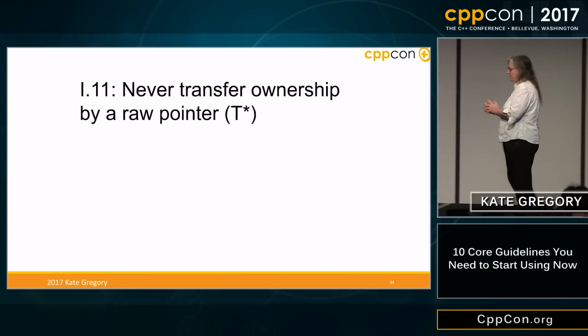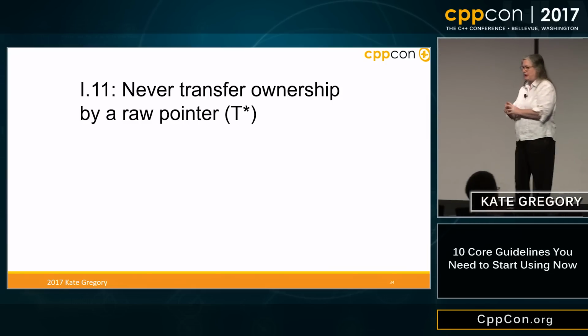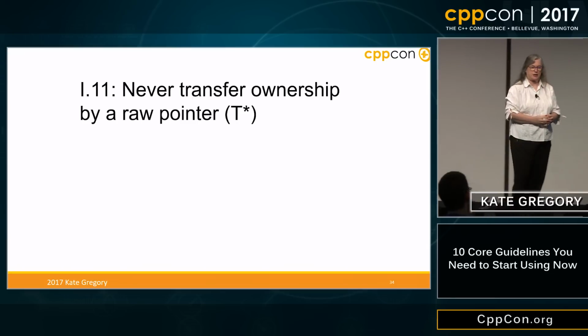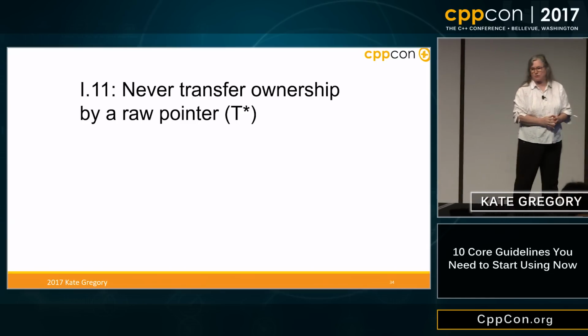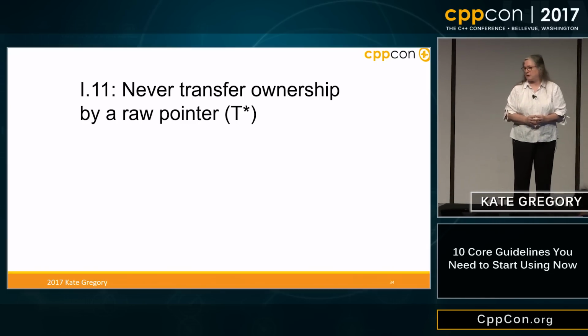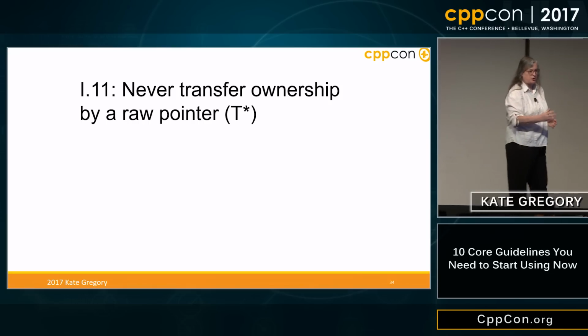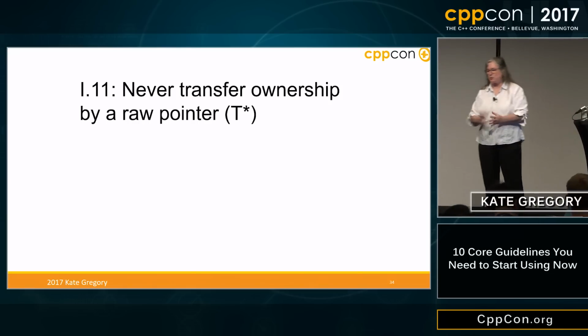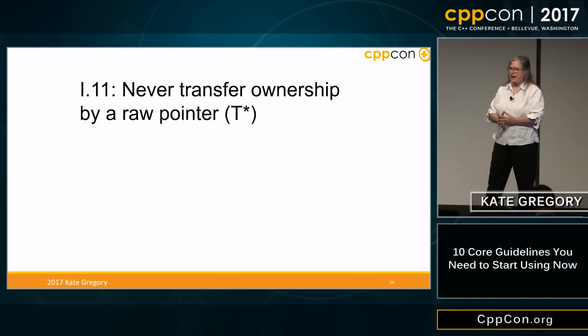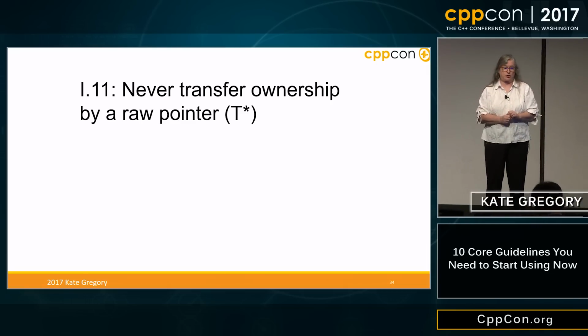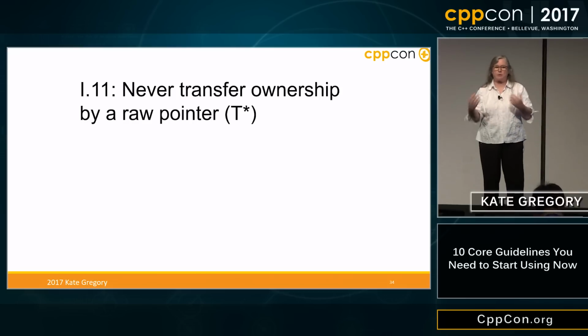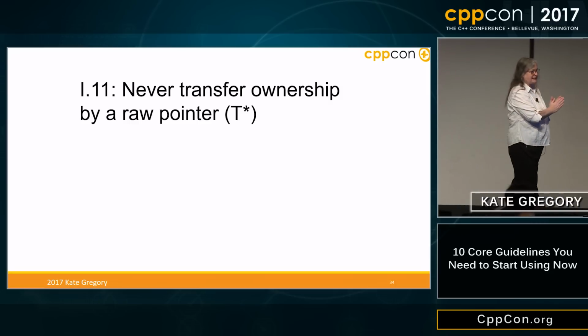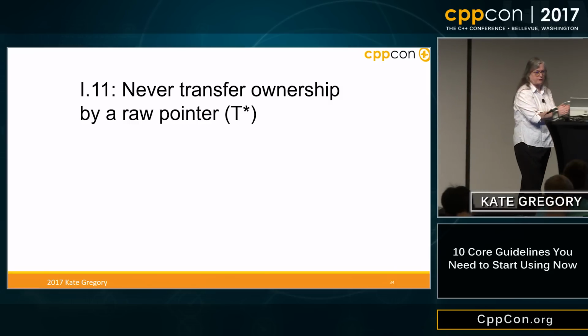Never transfer ownership by a raw pointer. Can I show you what this doesn't say? It doesn't say never use a raw pointer. People ask me how to do things, and sometimes there's a really obvious use case for a pointer, and they say, but I was told we don't do pointers anymore. And they're trying to decide between a shared pointer and a unique pointer for something that very obviously needs a raw pointer. This guideline does not say never use a raw pointer.